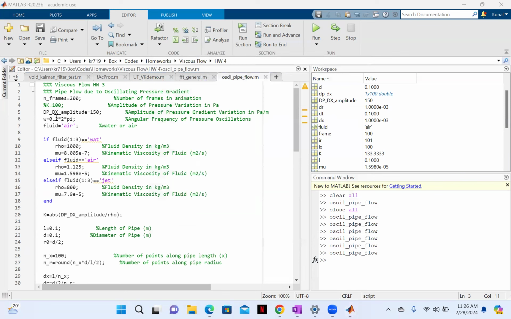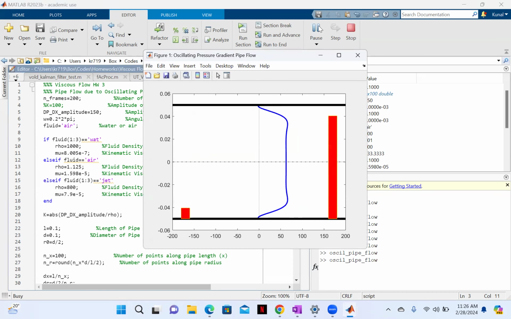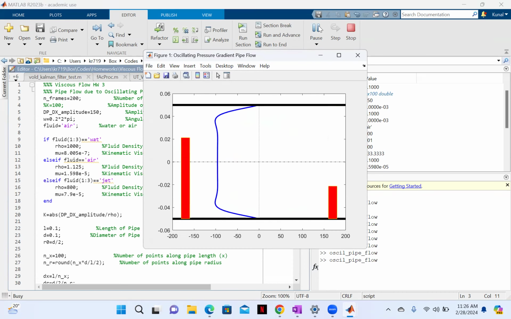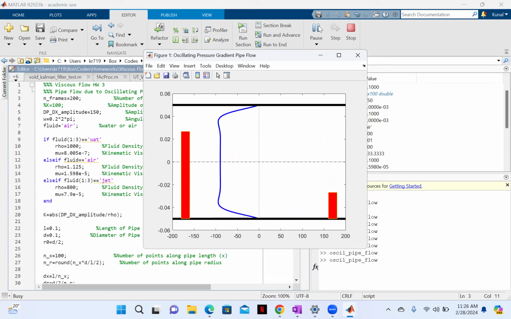So first we'll animate for the fluid air, with pressure varying with a time period of approximately 5 seconds. You can see that in the center, there's a region of potential flow, and there are peaks on the side because of the wall's viscosity effects, which try to travel towards the center, but before they can travel, the direction of pressure gradient changes.